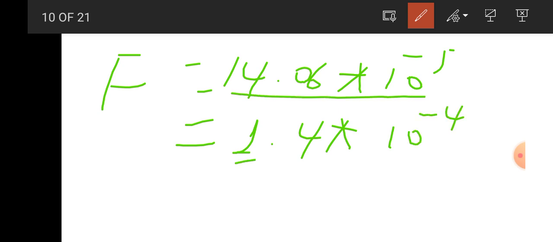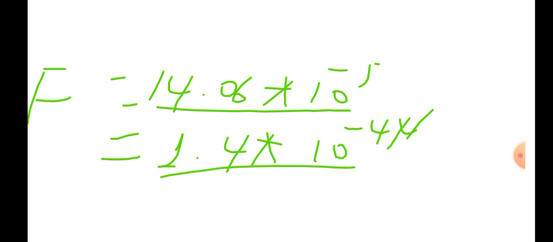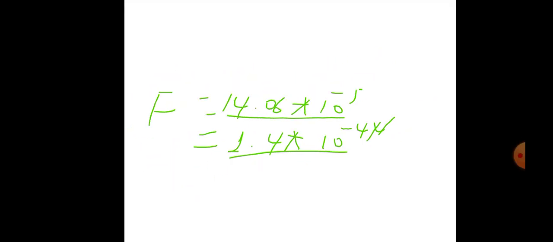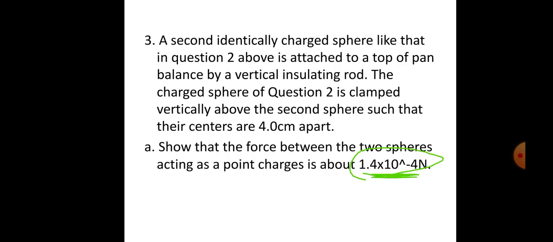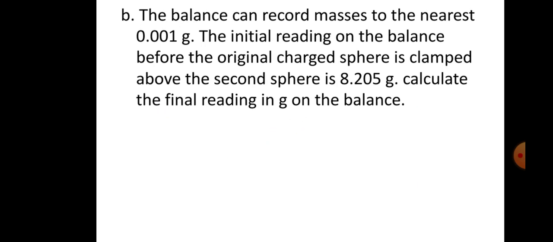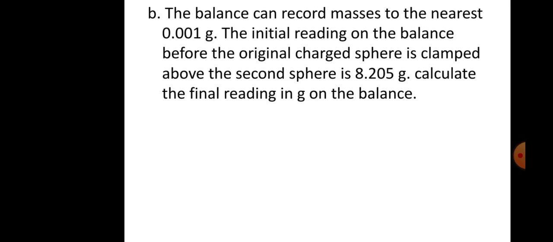Therefore, the force formed between the two spheres, the question says check that this number is what comes. We check that it is the same number by going back to the question: 1.4 times 10 to the power of minus 4 Newton. So it is correct. Next, B: the balance carried masses to the nearest 0.01 gram.